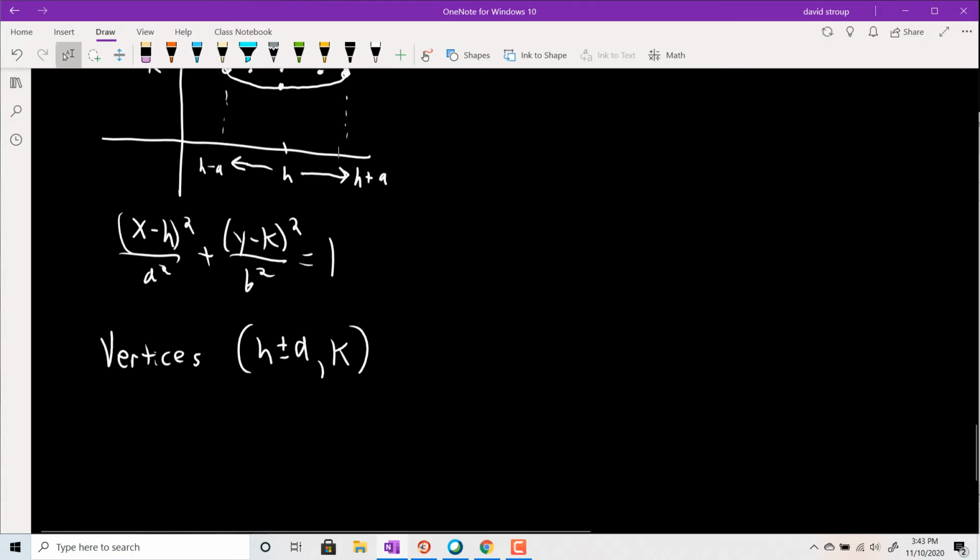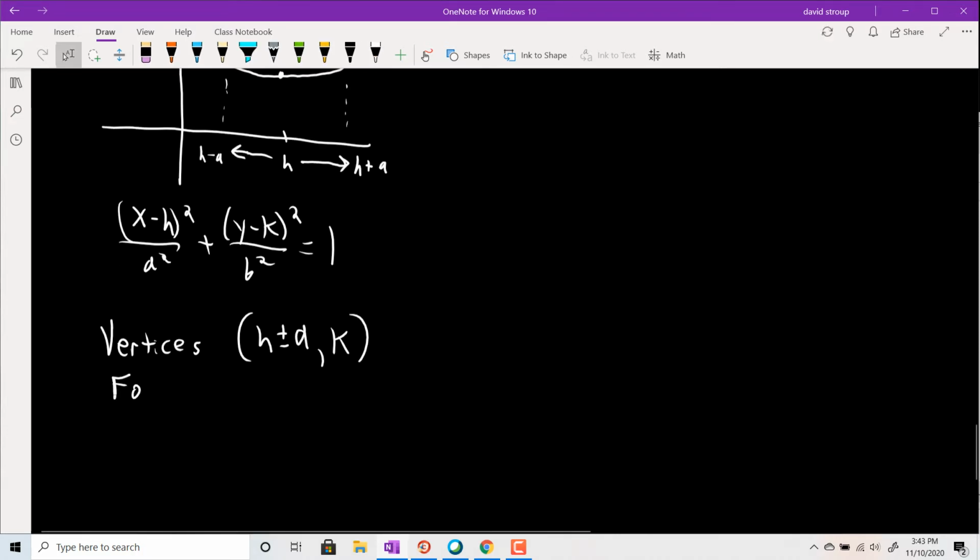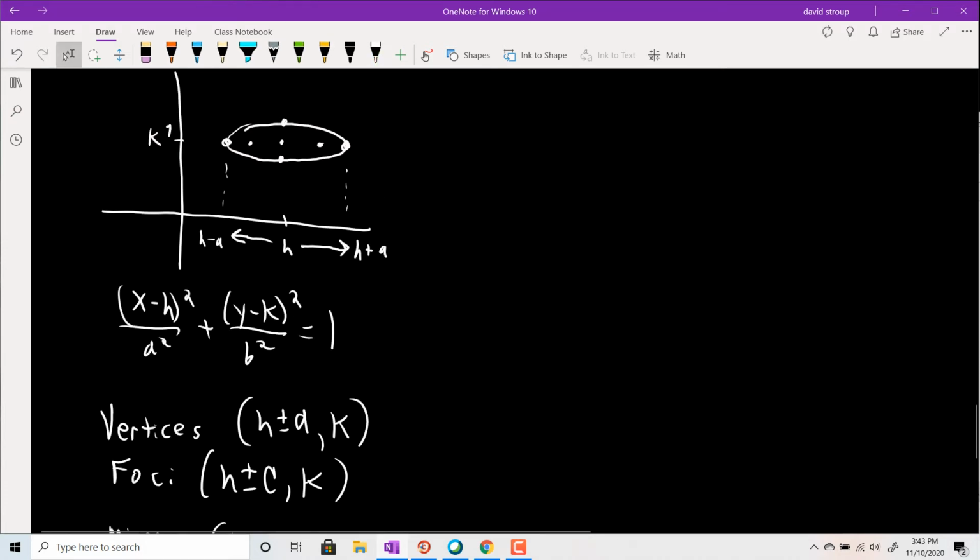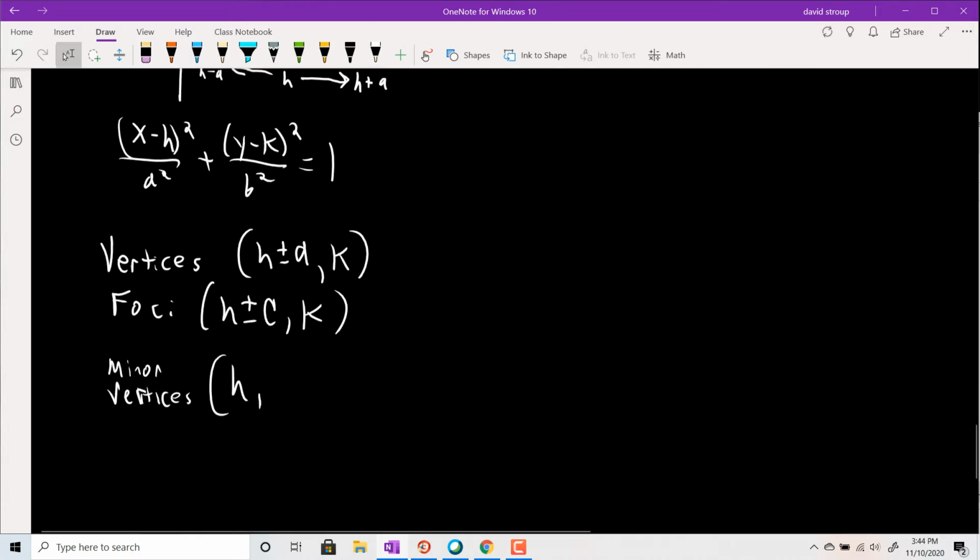Okay? And then you do the same thing for the focus, or the foci. So for the foci, it's h, and then you're moving left and right by the c value, right? So h plus or minus c. And then for the other vertices, you're just moving up and down by b. I don't remember what they're calling them. I'll just call them the minor vertices, for lack of better names. And in those cases, what you're doing is manipulating the y coordinate up or down. So you have to go up by b or down by b, right? So the h isn't going to change, but the k will.